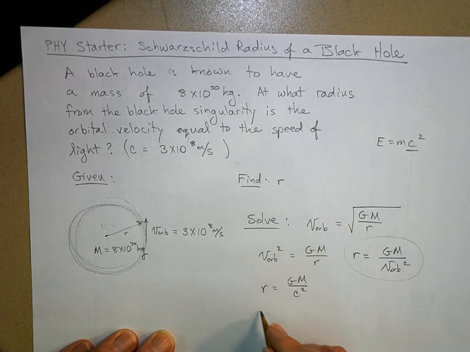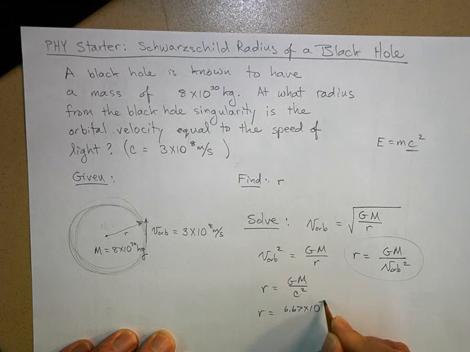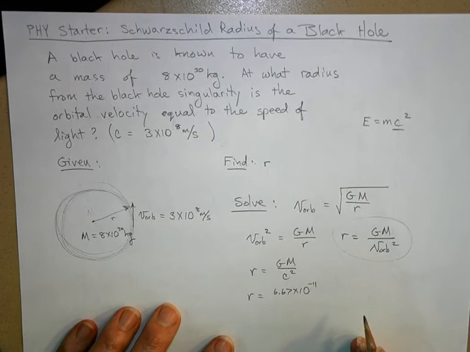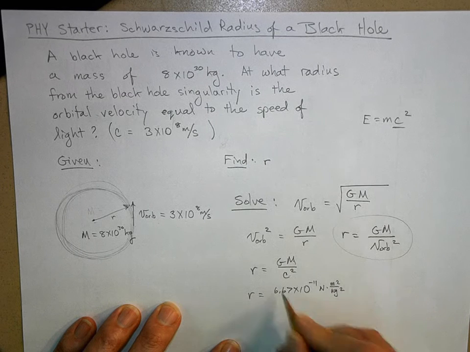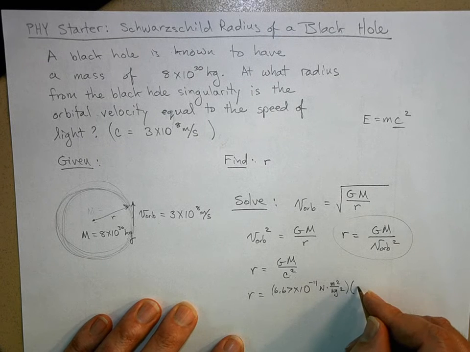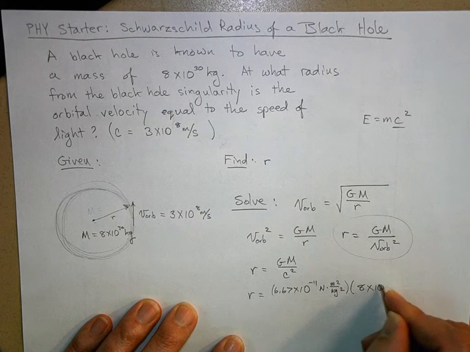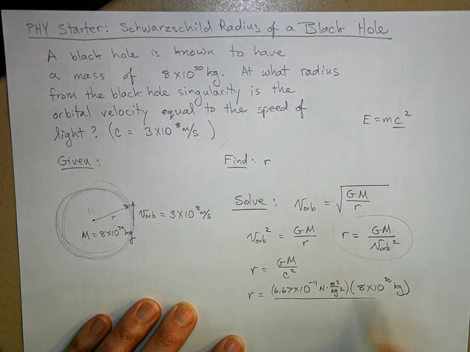Now I'm going to plug all these in. G is 6.67 times 10 to the negative 11 Newton meter squared per kilogram squared, times the mass of my black hole, which was given to be 8 times 10 to the 30 kilograms. That's a lot of kilograms. Divided by c squared, and you've got to remember to square it, 3 times 10 to the 8 meters per second squared.